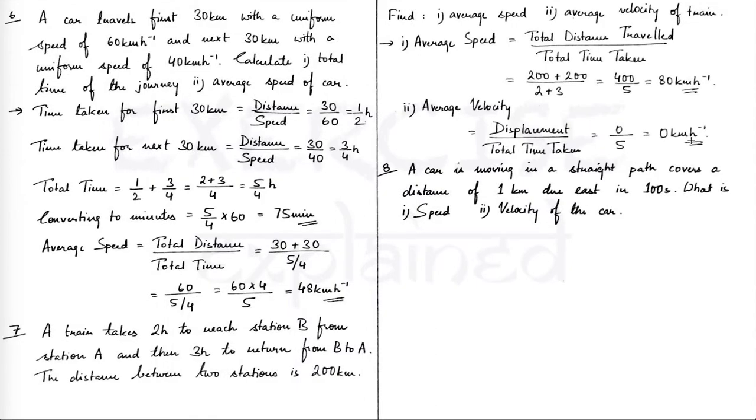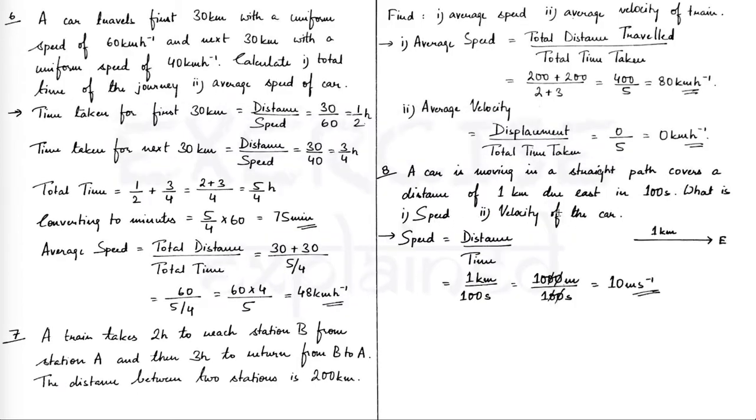So getting into the next question, that is question number 8, motion in one dimension, exercise 2A, ICSE 9th. A car is moving in a straight path, covers a distance of 1 kilometer due east in 100 seconds. So the car goes 1 kilometer east in 100 seconds. So total time taken is given as 100 seconds, and the distance is given to be 1 kilometer. What is, first one speed, second one velocity of the car?